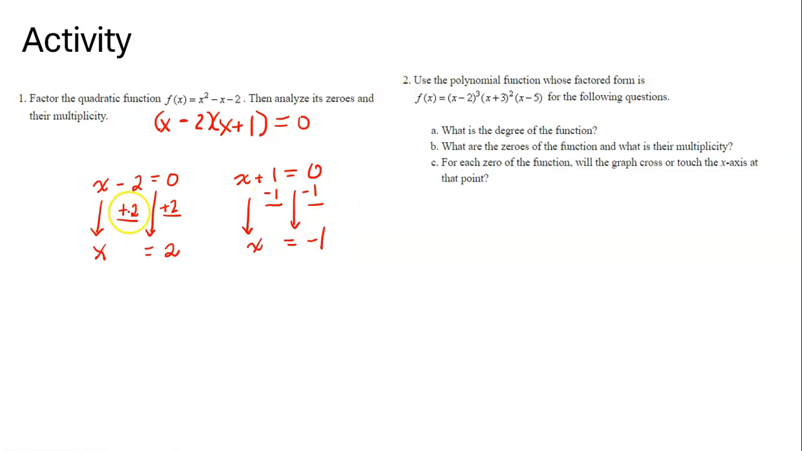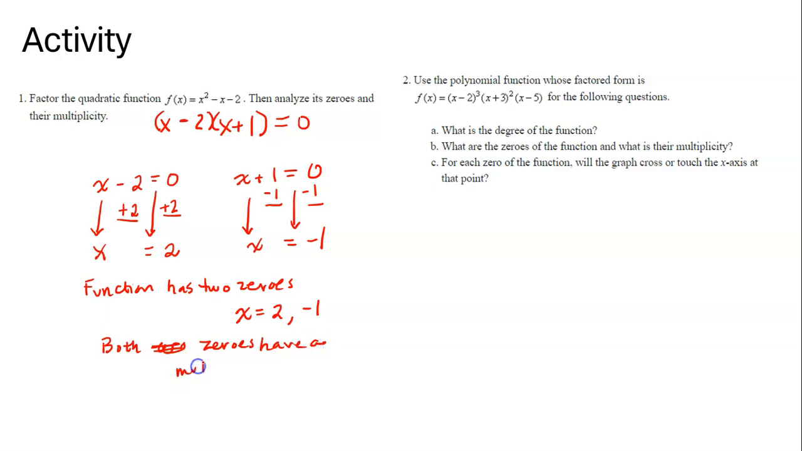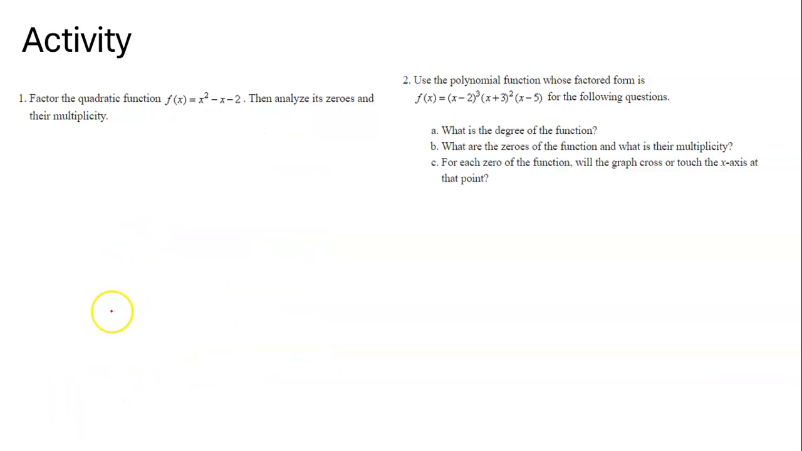Okay, so this function has 2 zeros, x equals 2 and negative 1, and both zeros, that is not even an English word, zeros have a multiplicity of 1 because they both show up once.